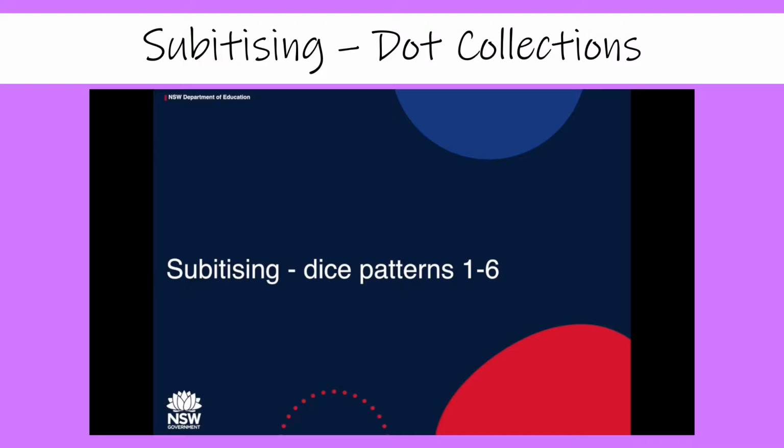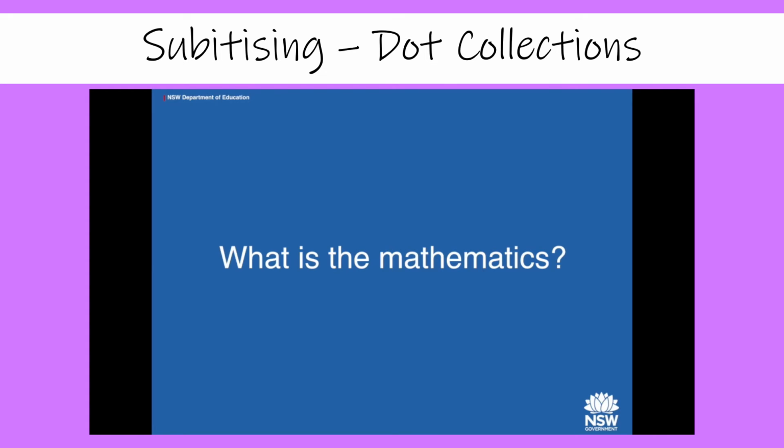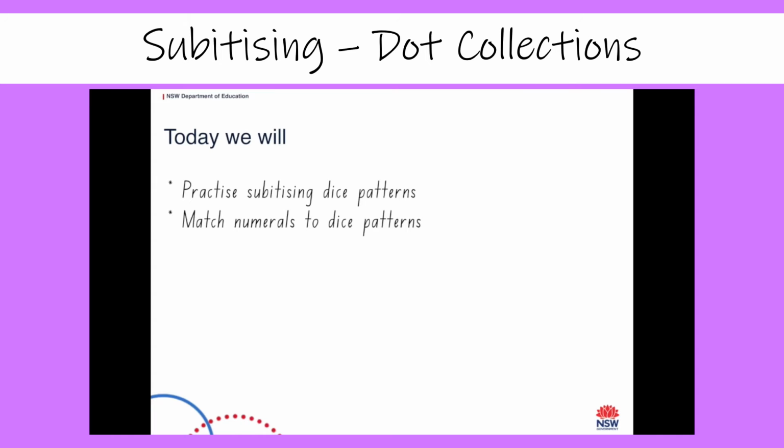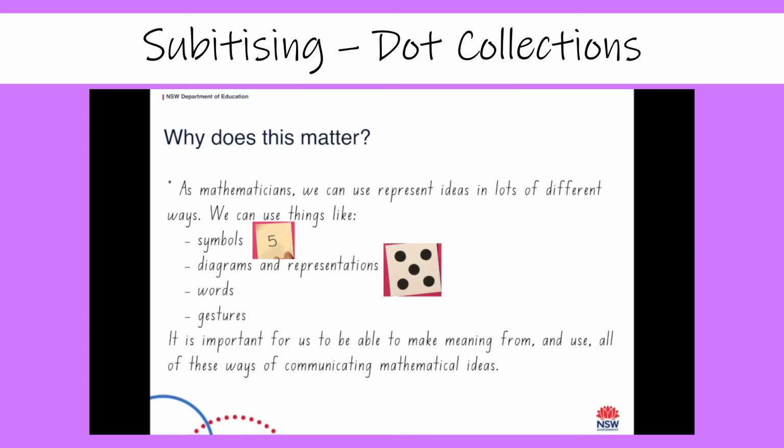Okay, well done everyone. Okay, boys and girls, so now we're going to do some more Subitising with dice patterns from 1 to 6. Let's take a look. So what's the mathematics we'll be working on today? We're going to be practicing our Subitising of dice patterns and matching numerals to quantities. As mathematicians, it's really important that we learn that we can represent ideas in lots of different ways, like we can use symbols and diagrams, words and gestures. And it's really important that we're able to make meaning from and use all of these different ways of communicating mathematical ideas. So let's get going.